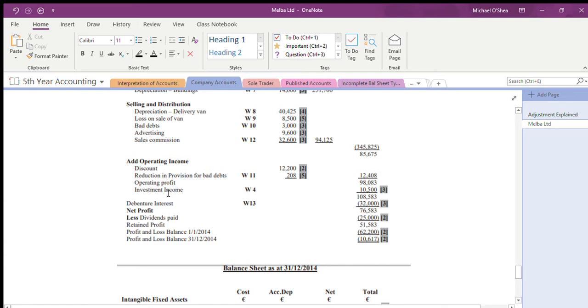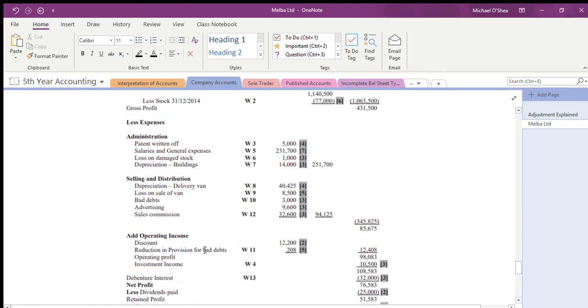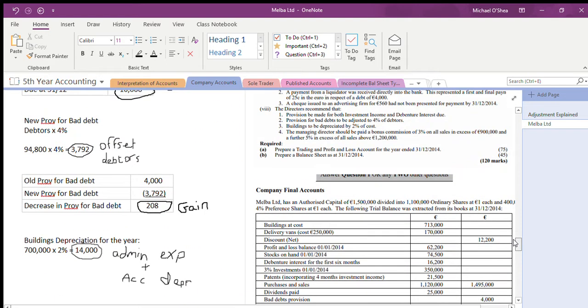This is a non-operating income. Profit on sale of land and investment income will go below operating profit. So you'll put these, they are both non-operating forms of income. We've dealt with this before. I'm just going to remind you every time because it's a common mistake. The normal forms of income we would have had were the discount and the provision for bad debt. This is a reduction in provision for bad debt. We did this in our notes.